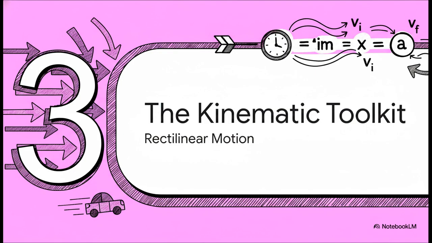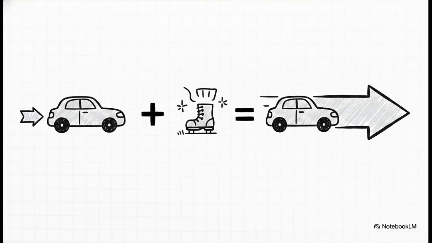Section 3, the Kinematic Toolkit, the rules of rectilinear motion. So the crucial takeaway here is that if acceleration stays constant, we can build a really simple, powerful mathematical toolkit to essentially predict the future of a moving object. Our first kinematic equation is wonderfully straightforward. It tells us exactly what the final velocity will be if we know our starting speed, our acceleration, and how long we've been moving. Think of merging onto a highway. If you start at a certain velocity, v0, and you accelerate smoothly at a rate a for t seconds, your new velocity is literally just your starting speed plus the extra speed you've picked up over those seconds.